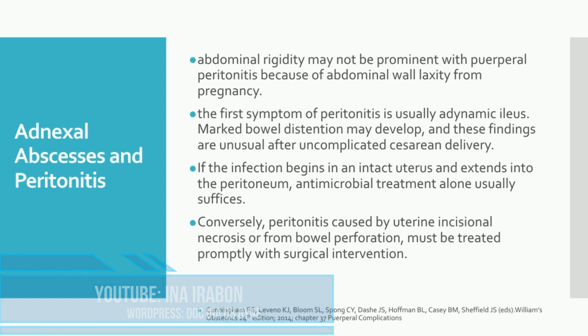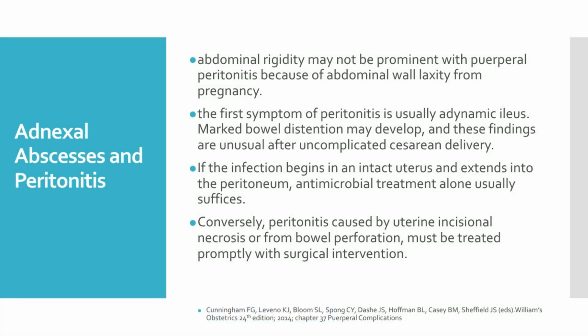Abdominal rigidity may not be prominent with puerperal peritonitis because of the abdominal wall laxity from pregnancy, and the first symptom of peritonitis is usually adynamic ileus. Marked bowel distension may develop because of this adynamic ileus, and these findings are unusual after uncomplicated cesarean delivery.